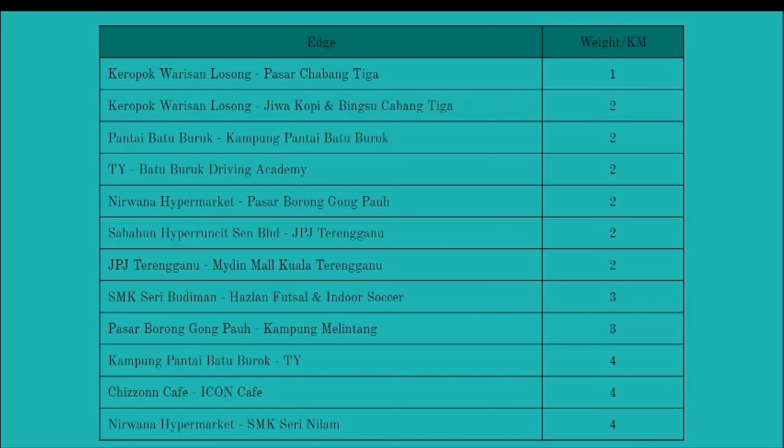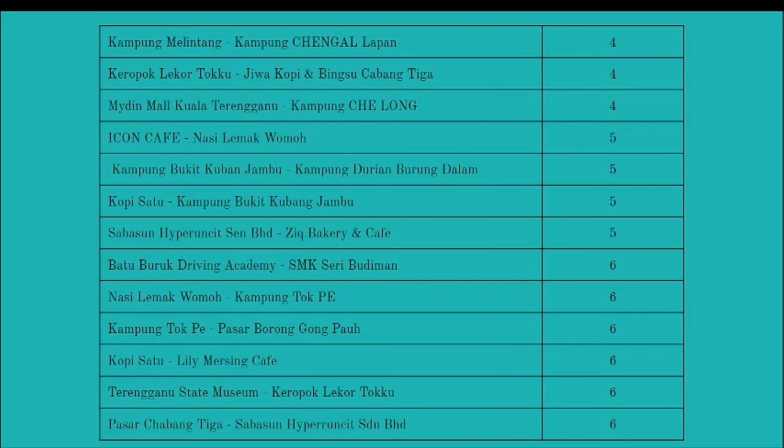And the next least weight is 4, which is from Kampung Pantai Batu Buruk to TY. From Chizon Cafe to Icon Cafe. And from Nirwana Hypermarket to SMK Seri Mila. Also with a weight of 4, from Kampung Malintang to Kampung Cengal 8, Keropok Lekor Tokku to Jiwa Kopi and Bingsu Cabang 3, from Aidin Mall Kuala Terengganu to Kampung Celong.